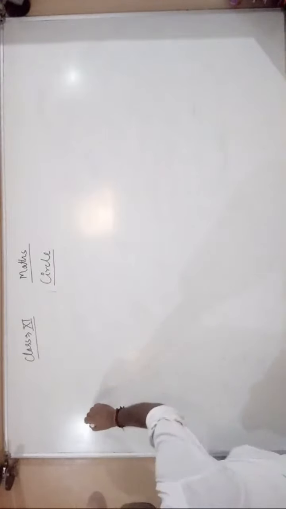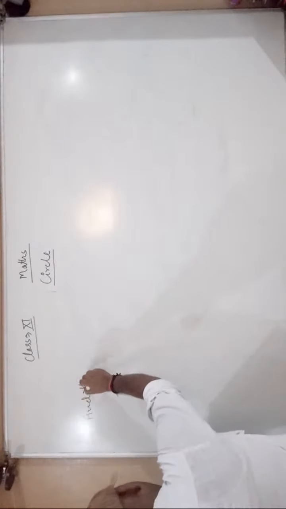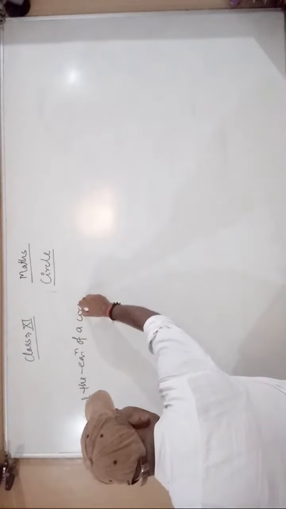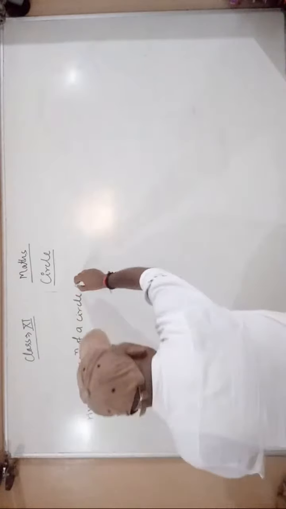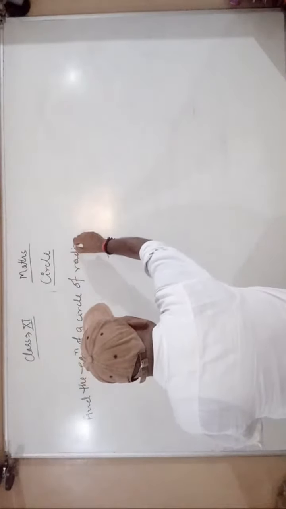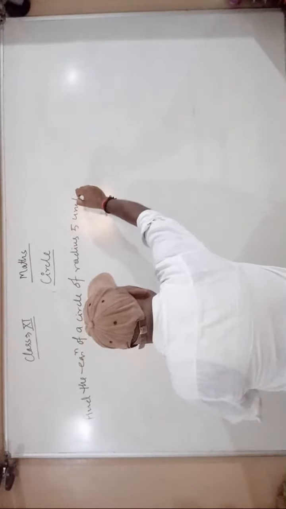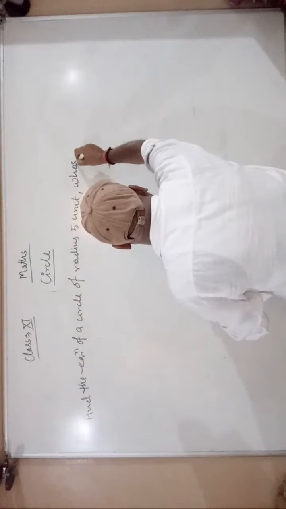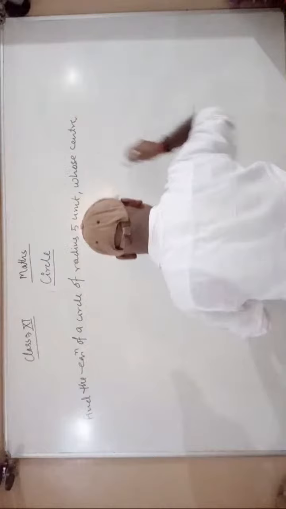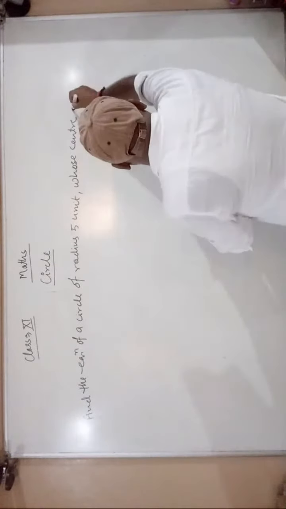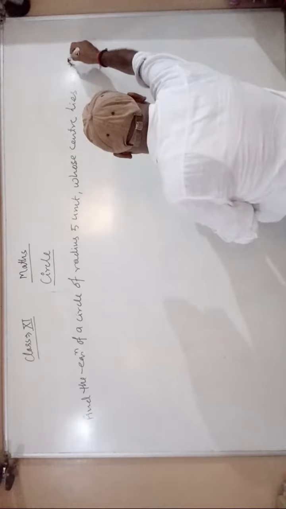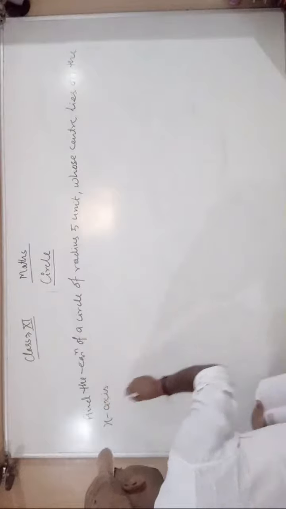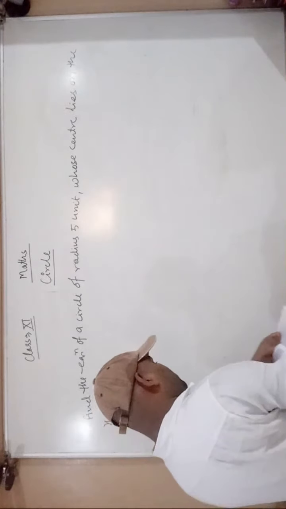It is given that, find the equation of a circle of radius 5 unit whose center lies on the x-axis and passing through 2 and 3.